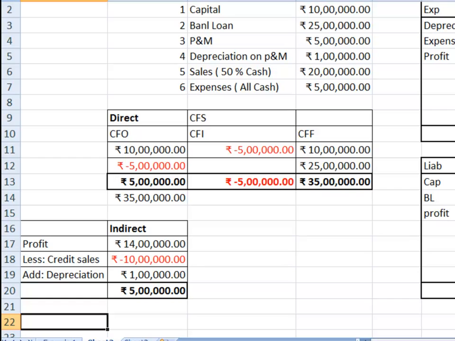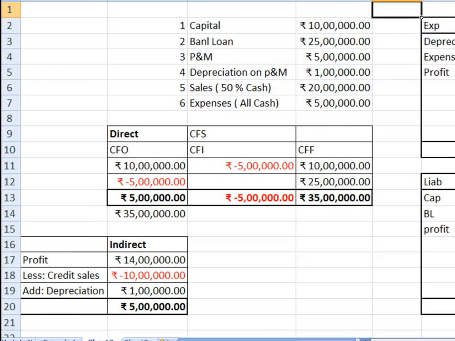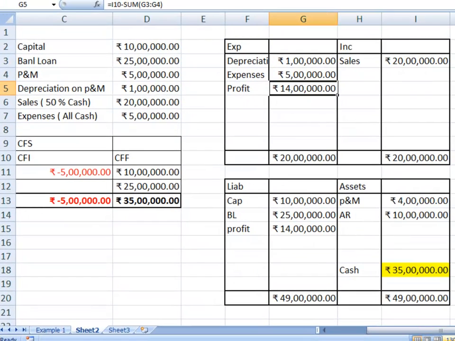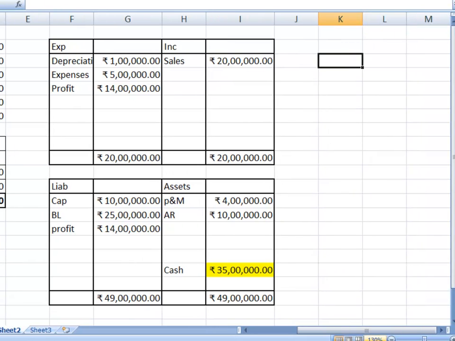Yes, please ask questions if you have any doubts. Any doubts, or is it clear? Why do we add depreciation? See Deepak, when we start with profit, we start with this number. So look at it this way, okay?